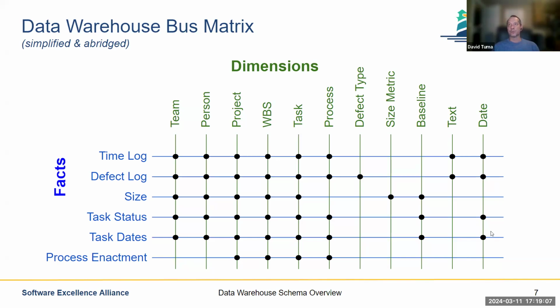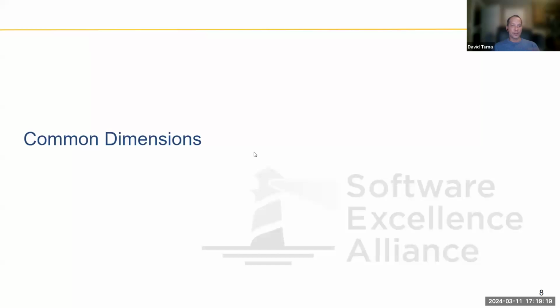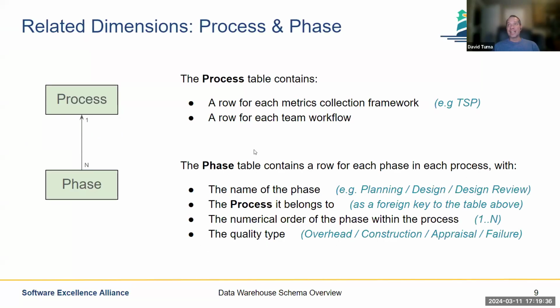So there's a lot of power in conformed dimensions in their ability to help us draw facts together. All right, so moving right along, I want to touch on some of the common dimensions in the warehouse, and there's probably over a dozen dimensions truly in the warehouse, but I'm just going to touch on the ones that are the most important. So the first one, as you can imagine, that I'm going to touch on are the process-related dimensions.